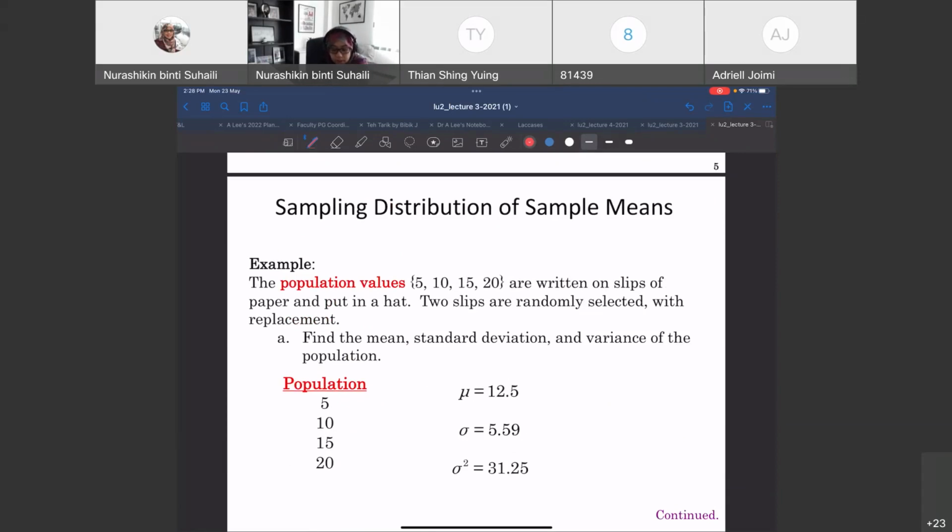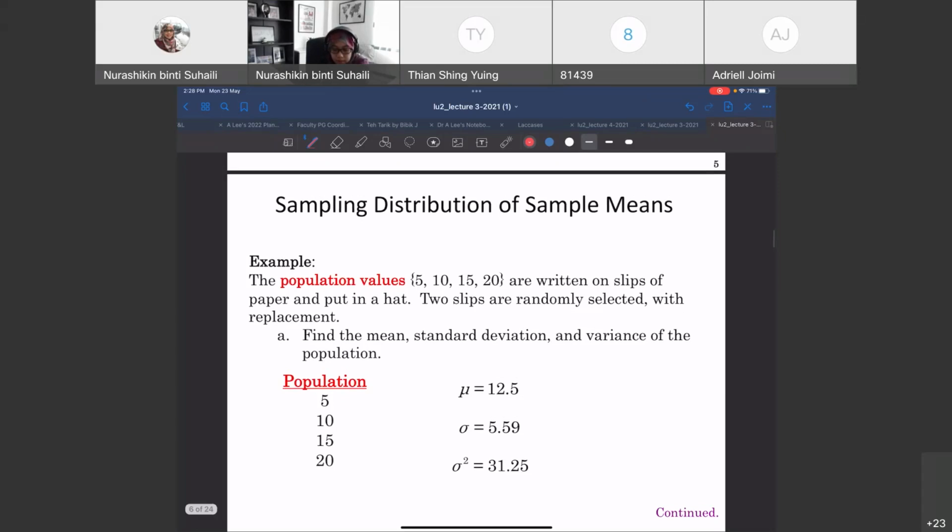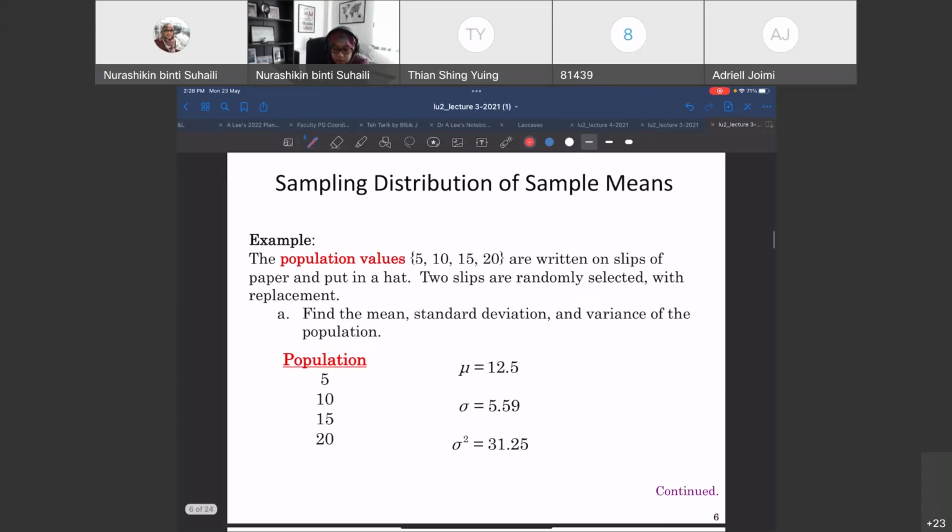So with this one, the mean, mu, is the average of the whole thing. Here mu is mu x. So you find the average of these values divided by 4. And then for this one, it is given.